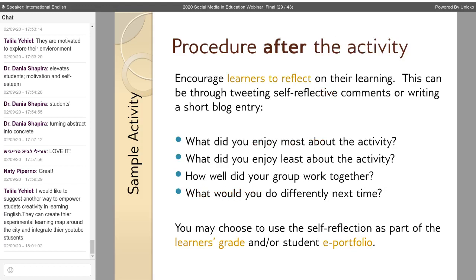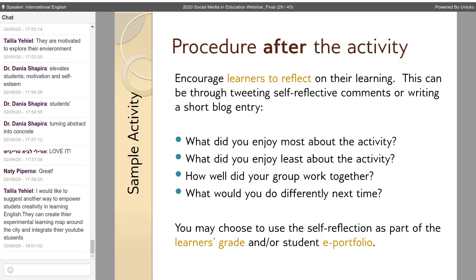Now, after the activity, after they've created the wiki and talked about the differences between acids and bases, we encourage students to reflect on their learning. Reflection is an important part of learning. Research shows that reflection is associated with improved learning outcomes and learning gains. Students that reflect on their learning show improved learning gains.